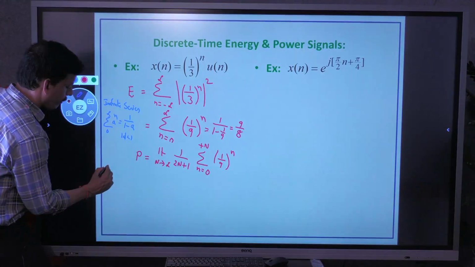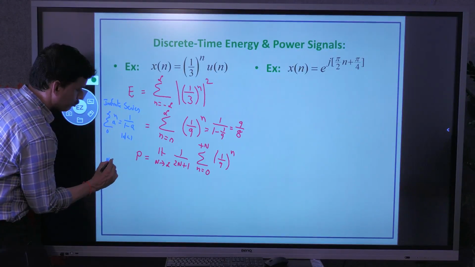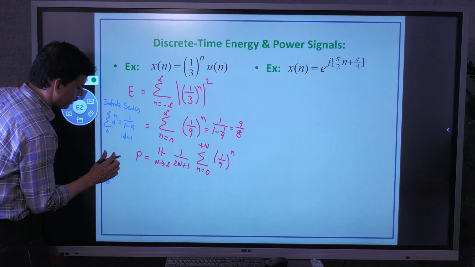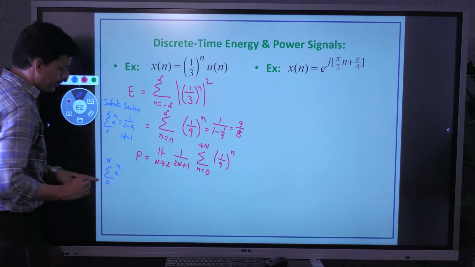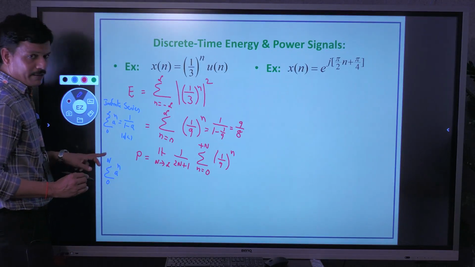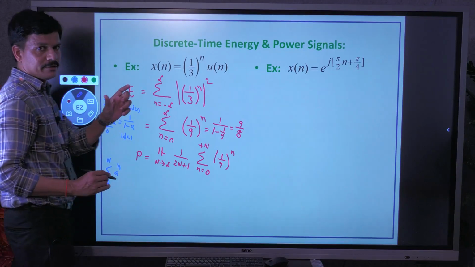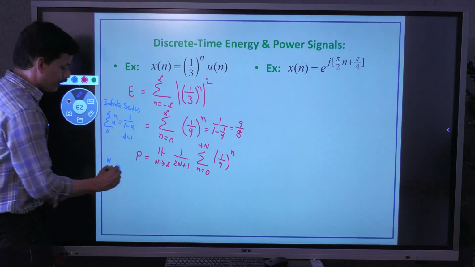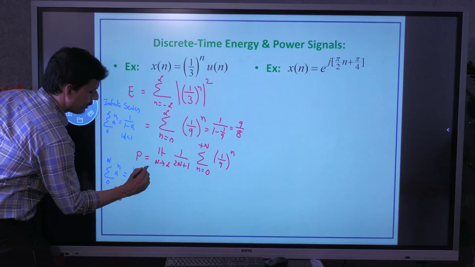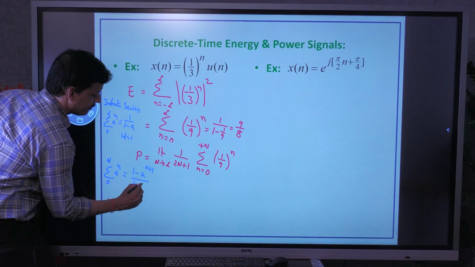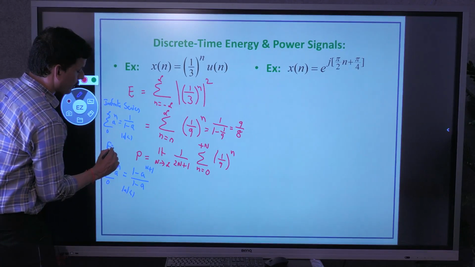In mathematics, we also have the finite series formula. Suppose 0 to N or 0 to N minus 1. Let us take 0 to N only: the summation from 0 to N of a^n. Here the length of the signal is N plus 1, from 0 to N. So N plus 1 length means it is a finite duration signal. That's why it is equal to (1 minus a^(N+1))/(1 minus a), provided the magnitude of a is not equal to 1. This is called the finite series formula.